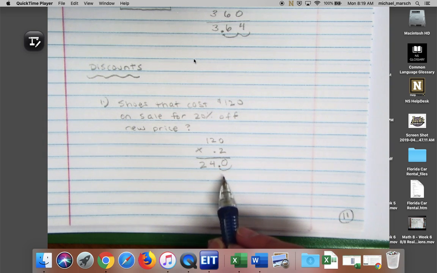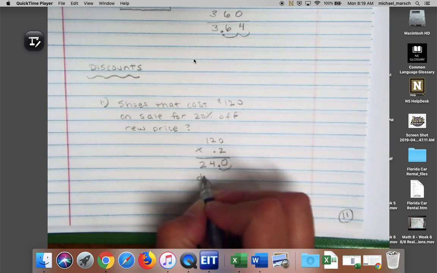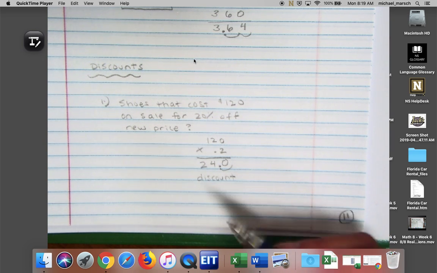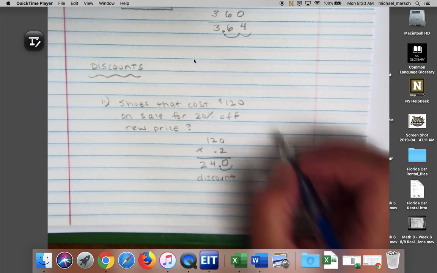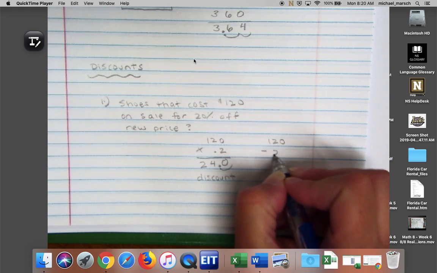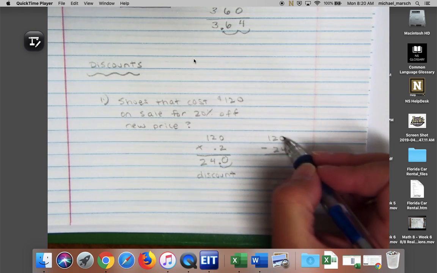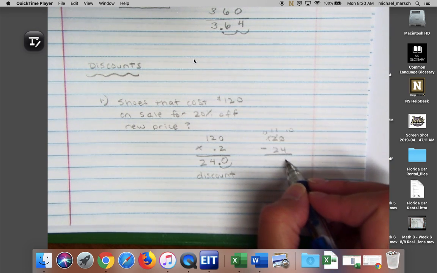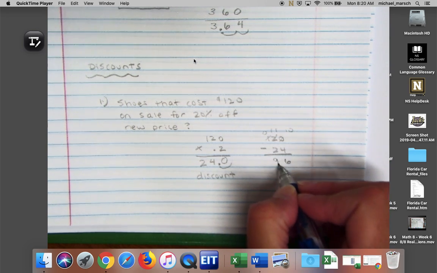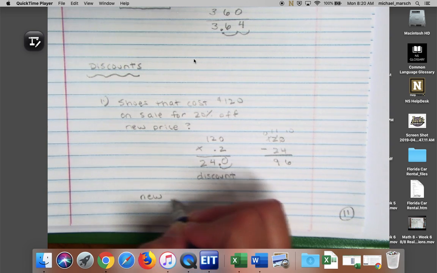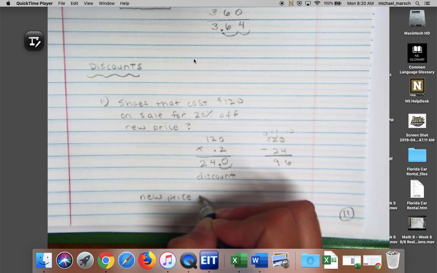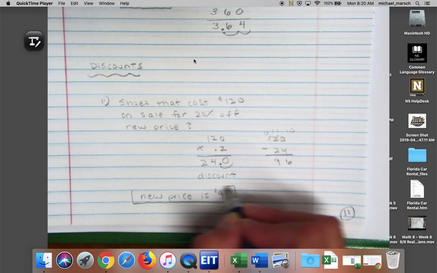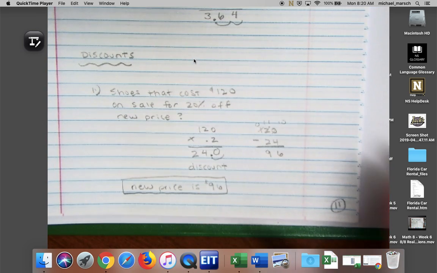So that's my discount, but what's the new price, right? This is the discount, but that's not how much I'm going to pay for the shoes. So in order to find out how much I'm going to actually pay for the shoes, I have to go back to the original price and take away the discount, right? So 10 minus 4 is 6, 11 minus 2 is 9. So the new price is $96.